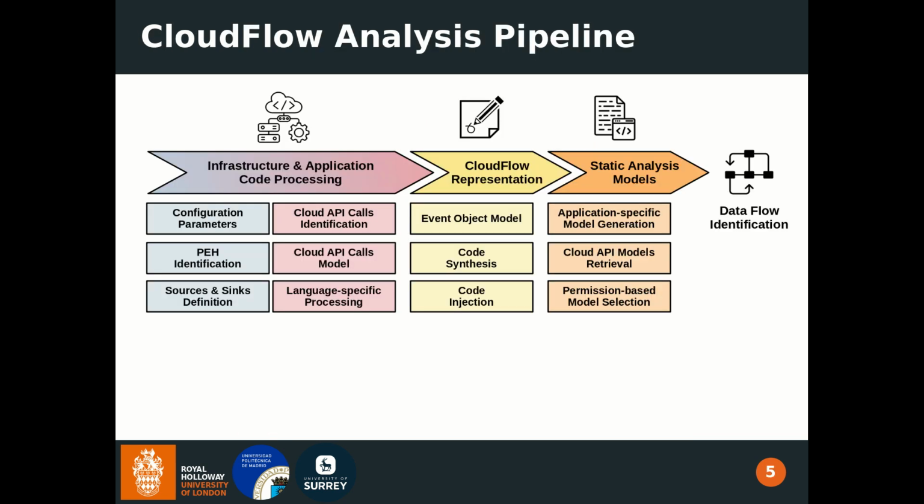So how does CloudFlow work? We combine information extracted from the infrastructure and the application code. This is necessary because the infrastructure code specifies permissions, events, and handlers-related parameters, indicated as PEH in the diagram. Our pipeline then analyzes the application code. By processing its abstract syntax tree, we first identify the Cloud API calls. We then analyze these with models that identify their security-relevant inputs.